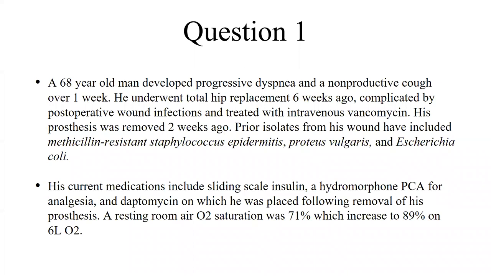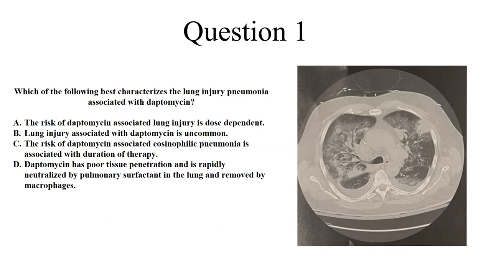So now he's presenting with hypoxia, sitting at 89% on 6 liters. This is the cut from the CT scan. So the question is, which of the following best characterizes the lung injury, pneumonia associated with daptomycin? And you can just shout out the answer or talk about it amongst yourselves.